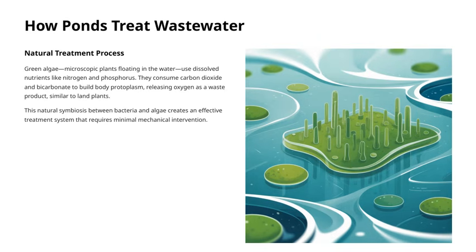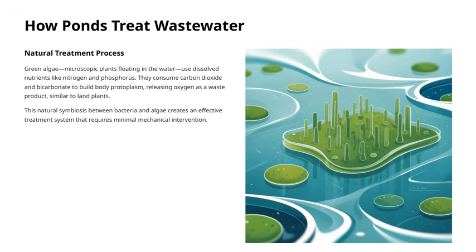Now, let's explore how ponds treat wastewater naturally. One of the key components here is the role of green algae, which are microscopic plants floating freely in the water. These algae use dissolved nutrients like nitrogen and phosphorus. These are the nutrients that often cause problems in water pollution. They consume carbon dioxide and bicarbonate to build their body protoplasm, and as a byproduct, they release oxygen into the water. This process is quite similar to what land plants do during photosynthesis.